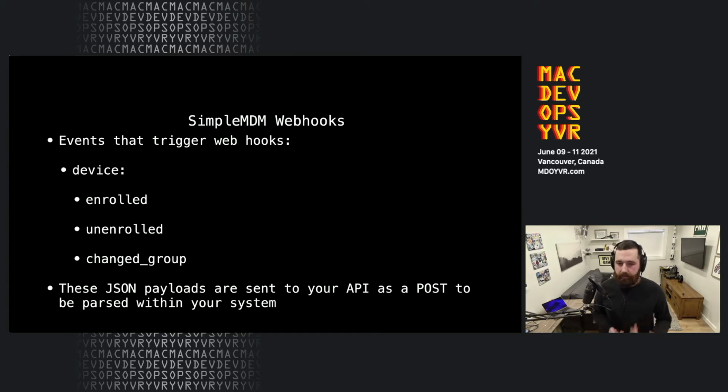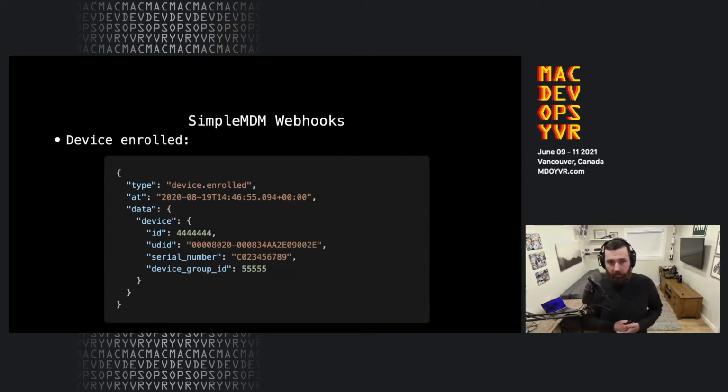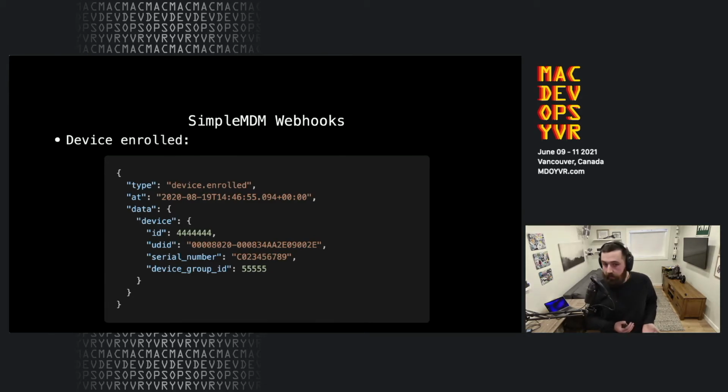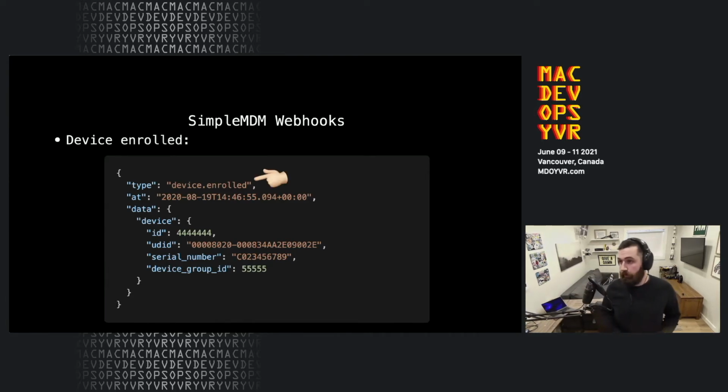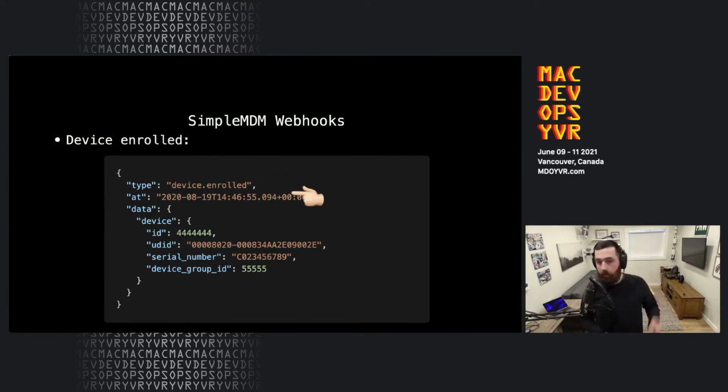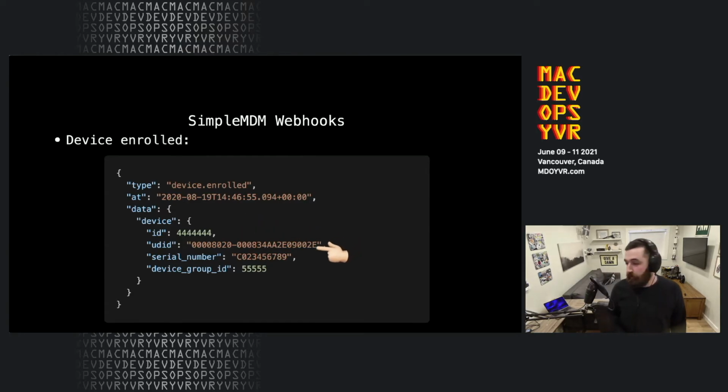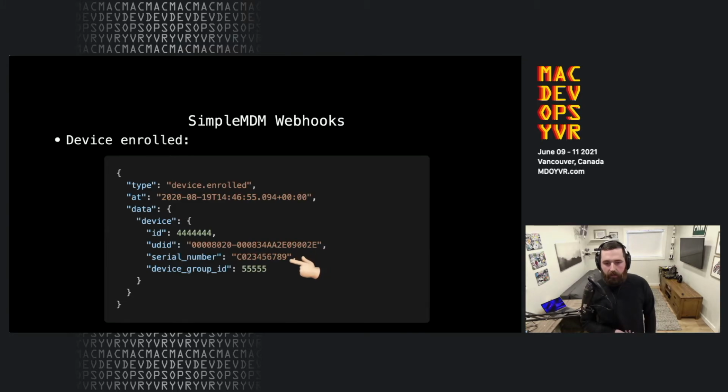Like a device enrolled, a device unenrolled, or a device changed groups. Pretty basic ideas conceptually, but really powerful as you go through the process. Getting the fact that a device enrolled at all and what group it is, this is really good information. It enrolled. When did it enroll? Sweet. This is the ID of the device, which is specific to Simple. This is how you would identify the device within SimpleMDM. Also the UDID and the serial number, also good to have. And then the device group. If you can look up against your device groups, you know what group it enrolled into.